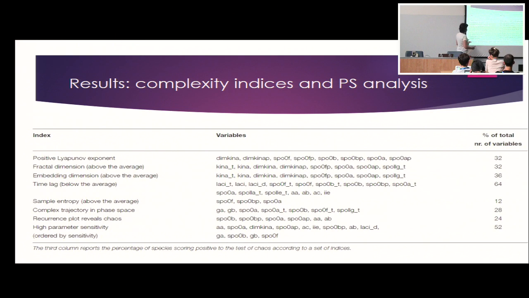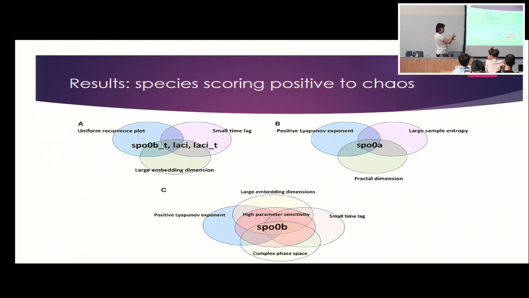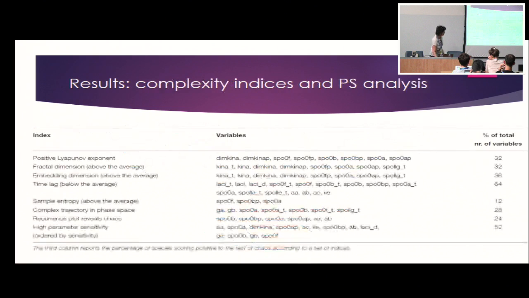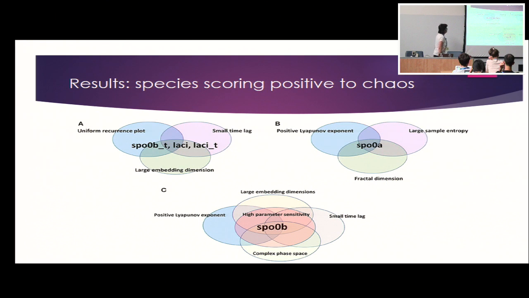We also report it in a table. This is only for this presentation. The software does not return this table, but we process the output in order to individuate, for each complexity index, the set of system components that are scoring positive to that complexity index. And at the end, the tool is able to make an intersection of all of these sets, and to return the species that are scoring positive to the largest amount of complexity indexes.